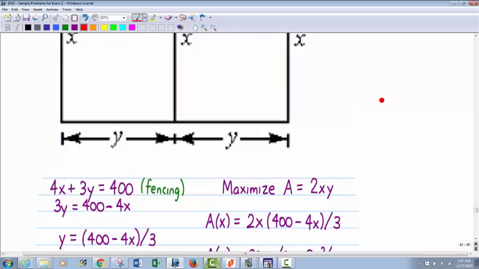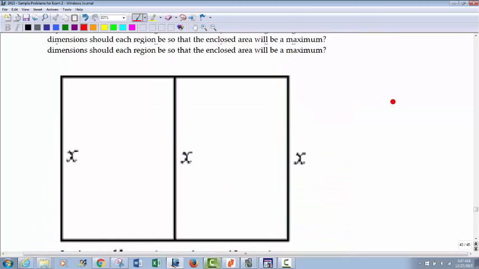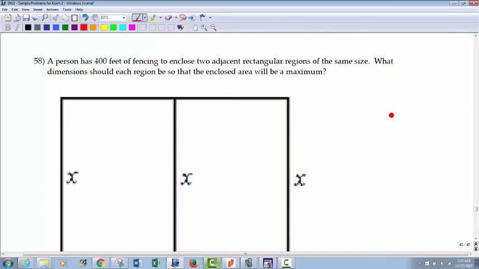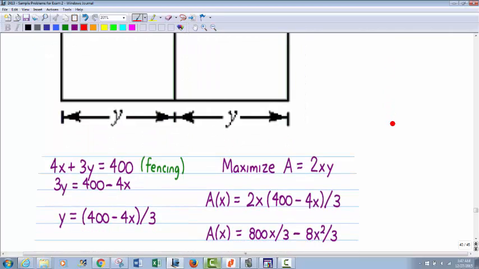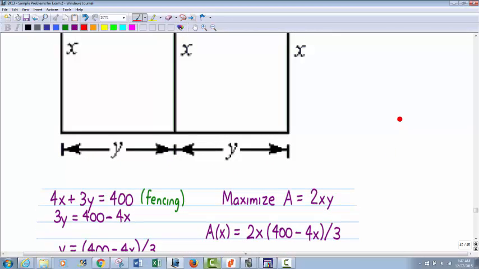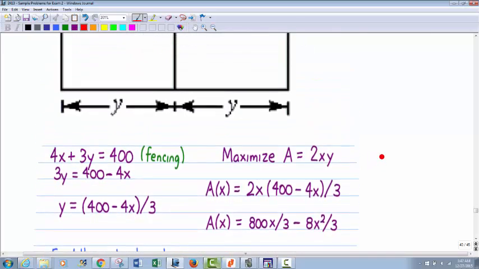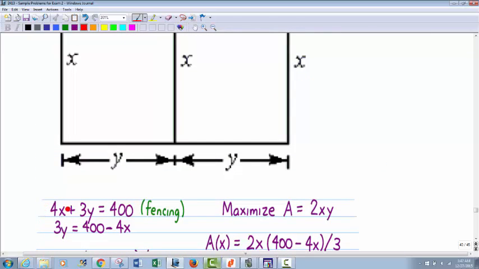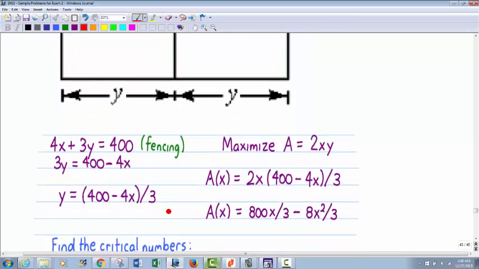Looks like I must have been working with a different picture here. It won't matter, but it looks like I did this with the x's and the y's reversed, but I'm not going to change it now. The area would still be 2xy even if you reversed them. Technically it should be reversed, but let's go ahead with this. So 3y would equal 400 minus 4x. Then divide by 3, so y would equal 400 minus 4x, divided by 3.